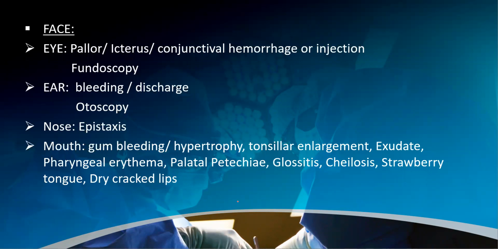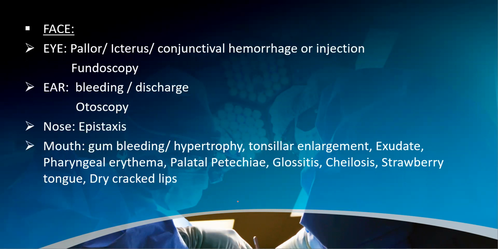Then you look into the ear for any obvious bleeding or discharge. And also with the otoscope, you look into the ear for any damage to the tympanic membrane or any bleeding that you cannot see by naked eye. With the nasal speculum, look into the nose for any epistaxis.